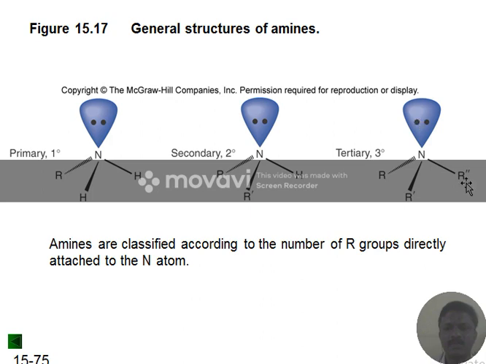So the amines are classified according to the number of R groups directly attached to the nitrogen atom. Here only one R is directly attached to the nitrogen, hence it is called a primary amine. Here R and R1 are present, hence it is called a secondary amine. Here R, R1 and R2, hence it is called a tertiary amine.